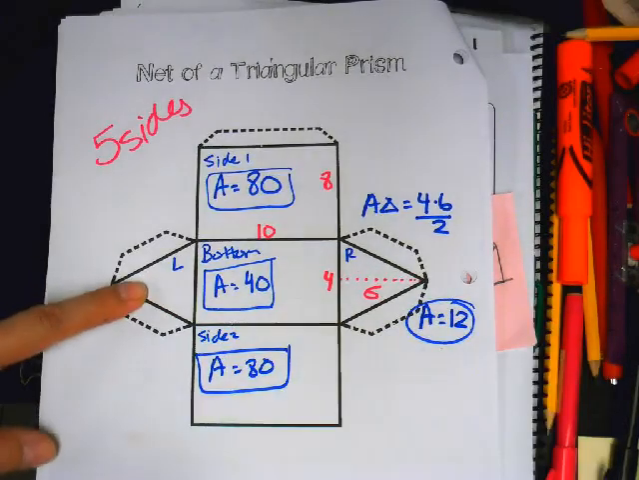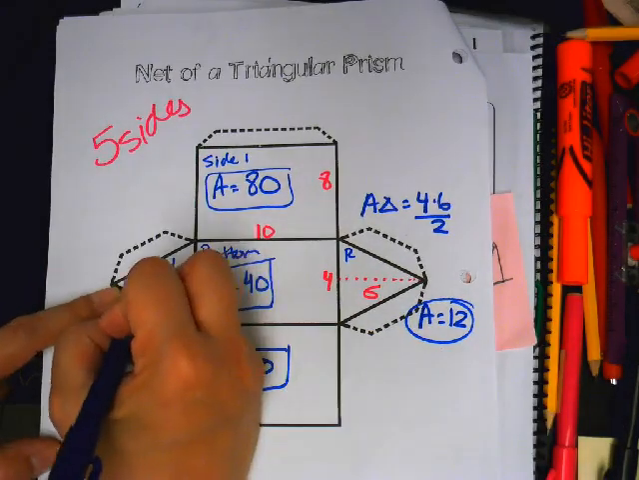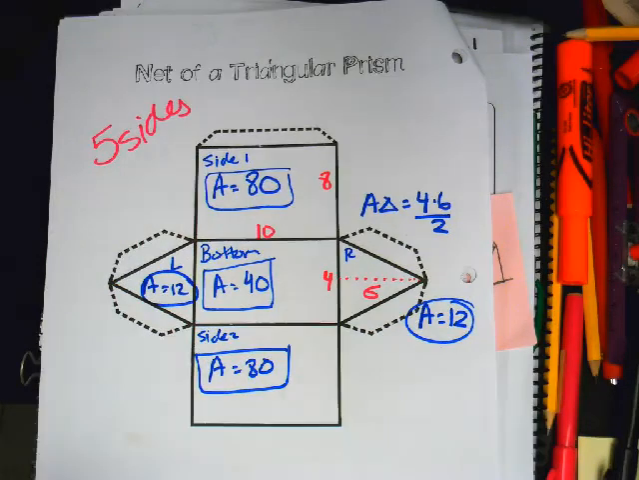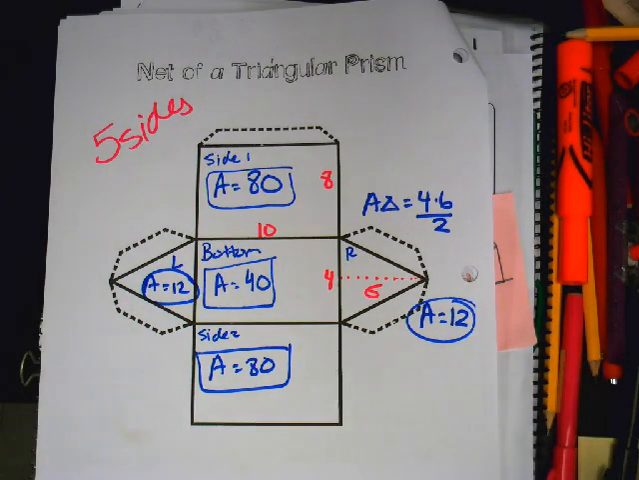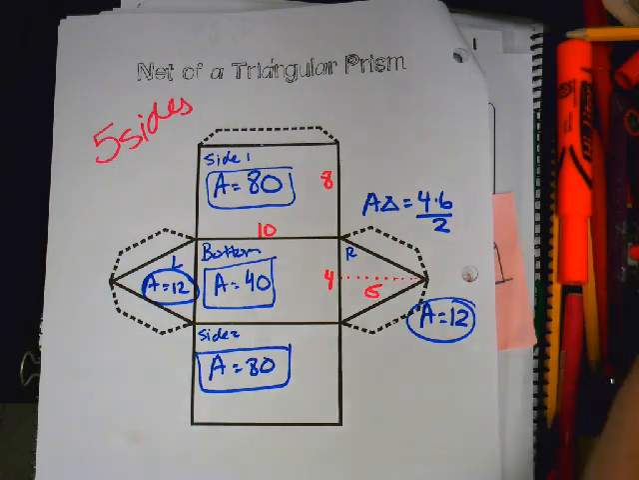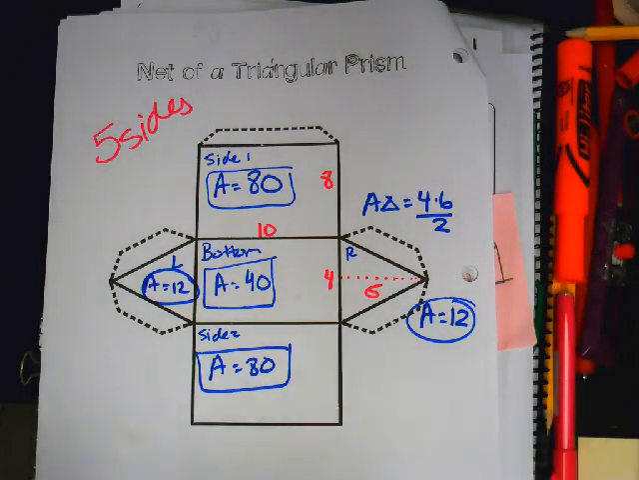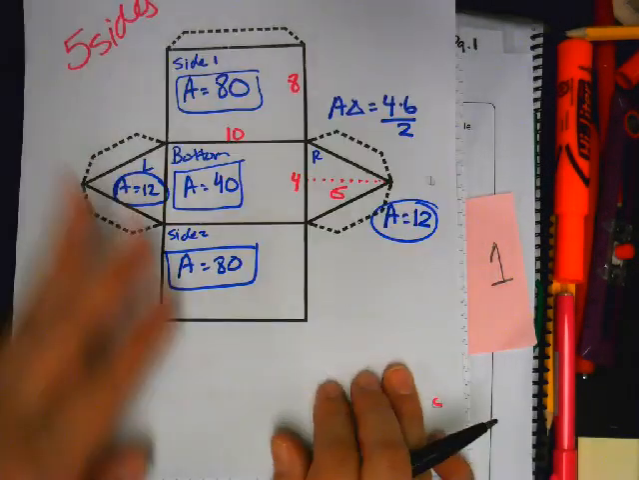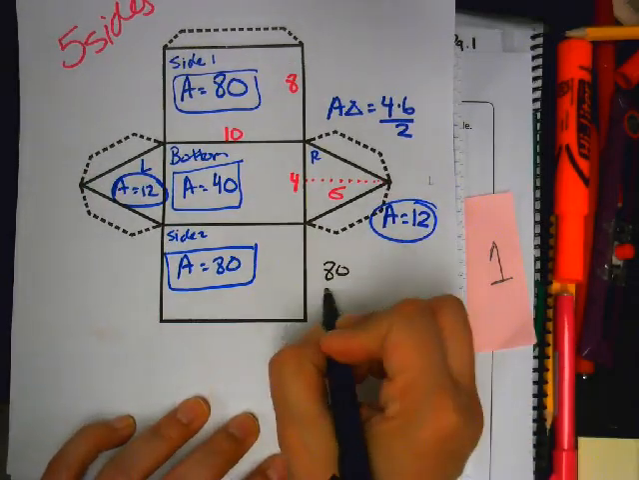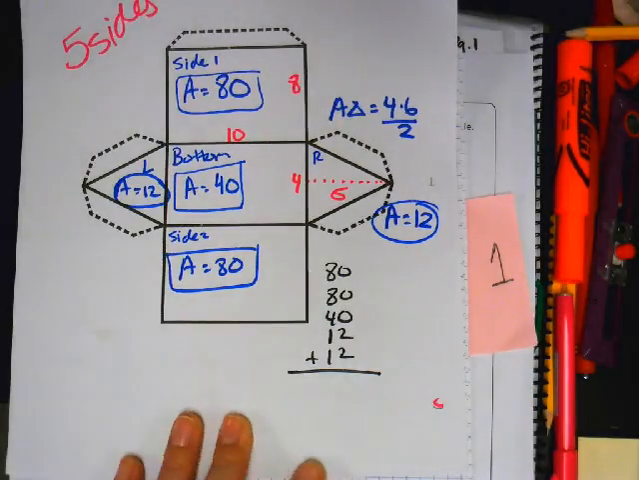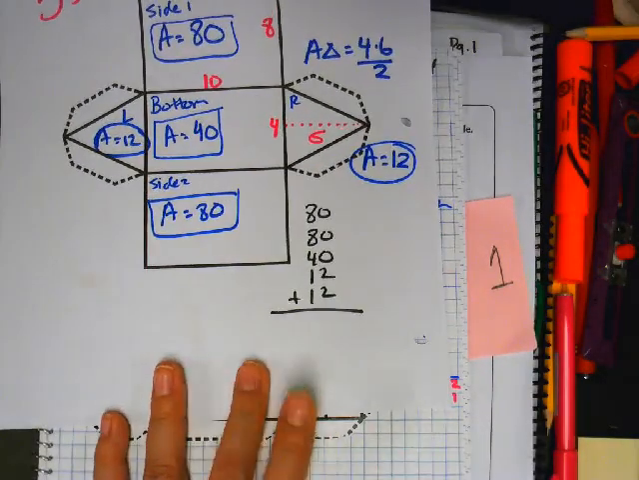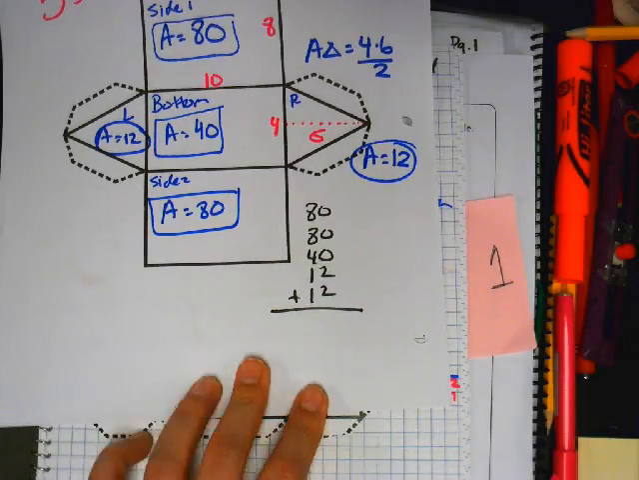And what about the left side? 12. Okay, so it gets a little bit harder, because you're dealing with 2 triangles. The cylinder one is the most ridiculous one, but we won't do that until later. All right, so let's add 80, 80, 40, 12, and 12. So let's add it up.